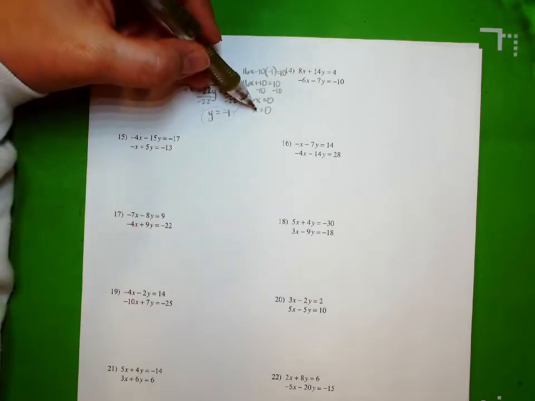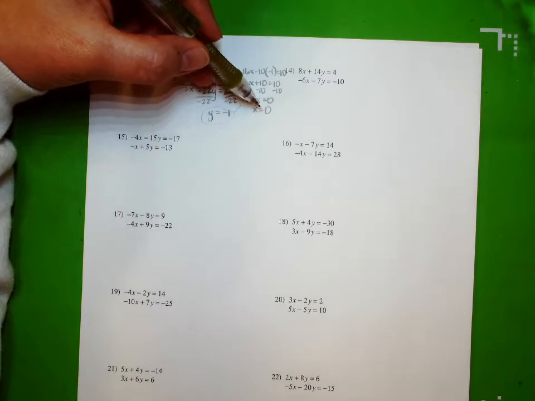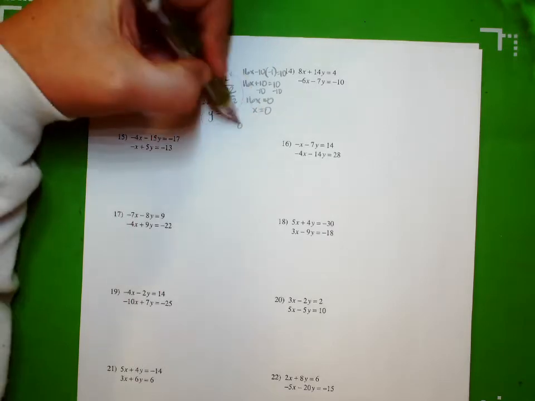So now we can find the solution to our system of equations, or the point of intersection. It is at 0, negative 1.